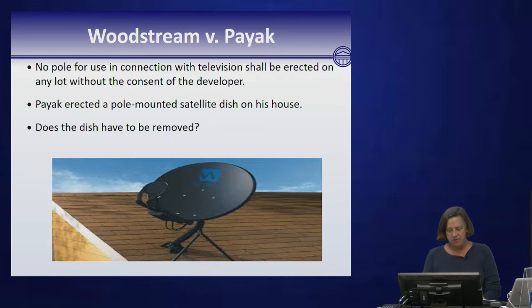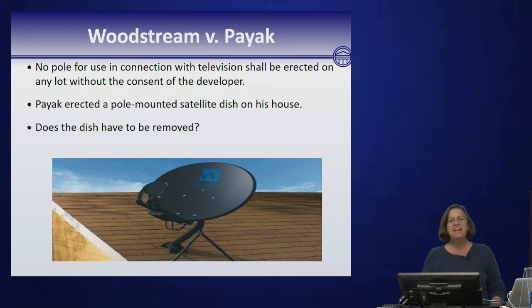And this is a case out of Ohio. And there was a restrictive covenant, and the property owner said that it was not applicable to him. The restrictive covenant says this, that no pole for use in connection with television shall be erected on any lot without the consent of the developer. All right, so without obtaining consent, Pyack erected a pole-mounted satellite dish on his house. The developer sued to compel the removal of the dish. Does Pyack have to remove the dish?